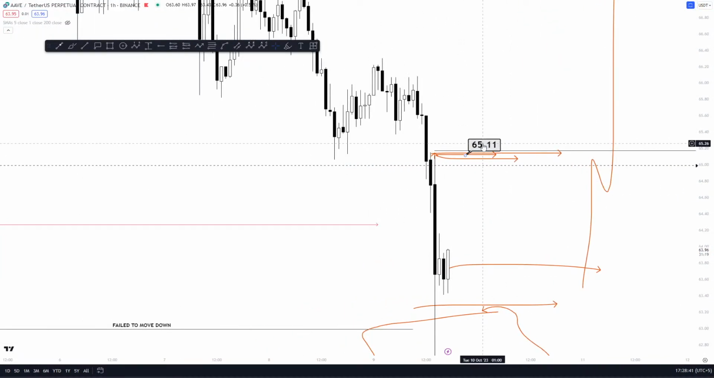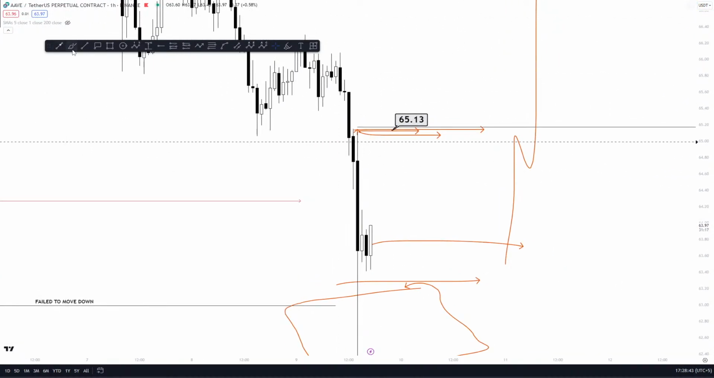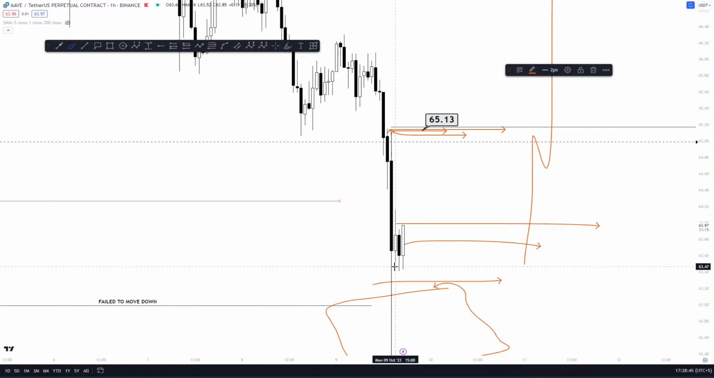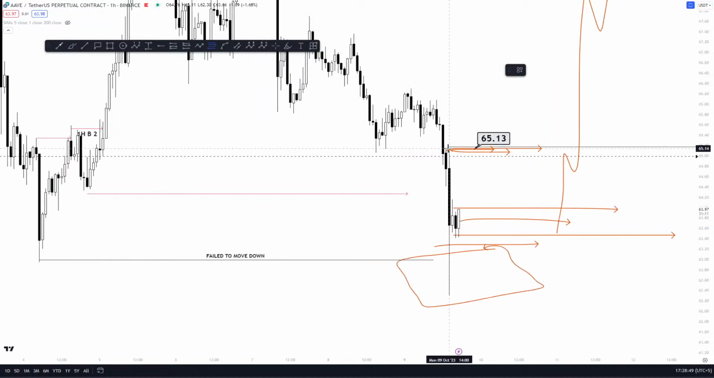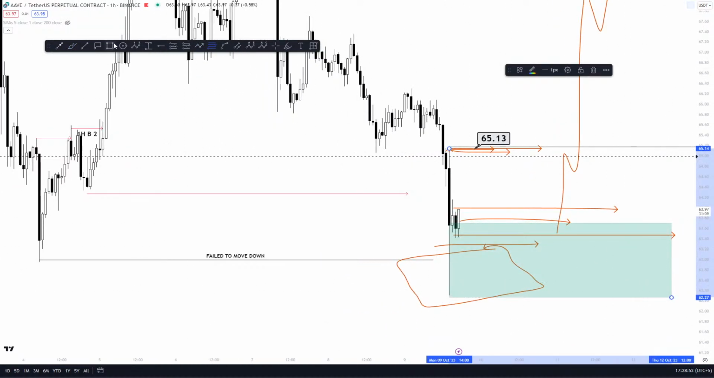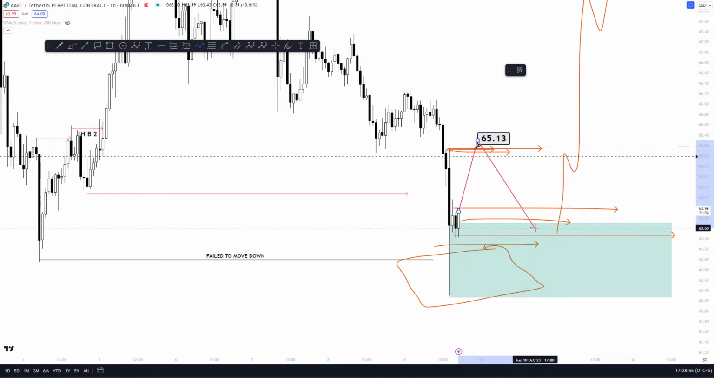So first of all, I need a break of structure of 65.1, and then I will take a trade on the retracement of 50%, maybe on 63. Okay, like this, at 50% I will take an entry. So in one side direction, I need a break of structure upside, and I will give a trade on this one like this.